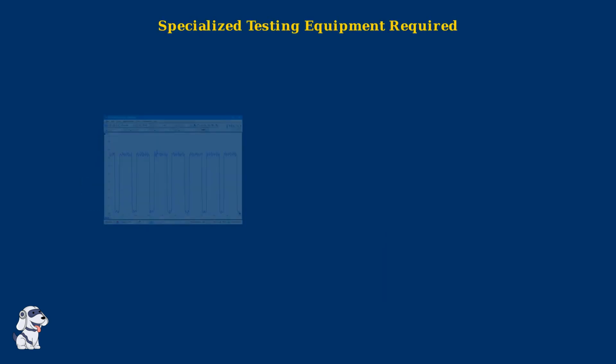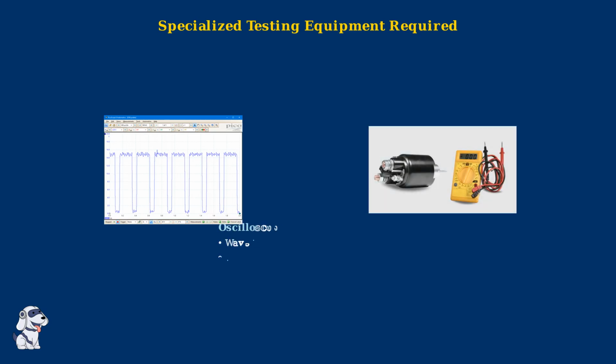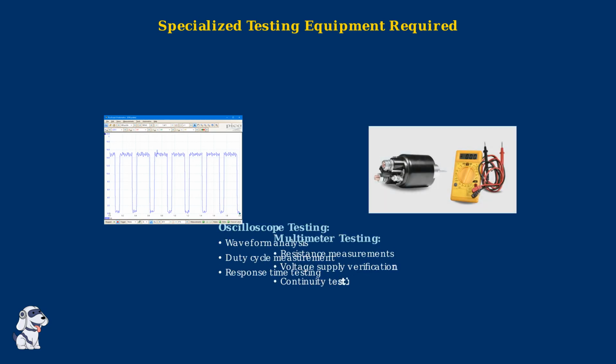Proper diagnosis of solenoid malfunctions requires specialized testing equipment. Oscilloscopes analyze solenoid waveforms, measure duty cycles, and test response times. Multimeters verify resistance values, check voltage supply, and perform continuity testing. Without proper diagnostic tools, solenoid problems can be misdiagnosed, leading to unnecessary repairs.